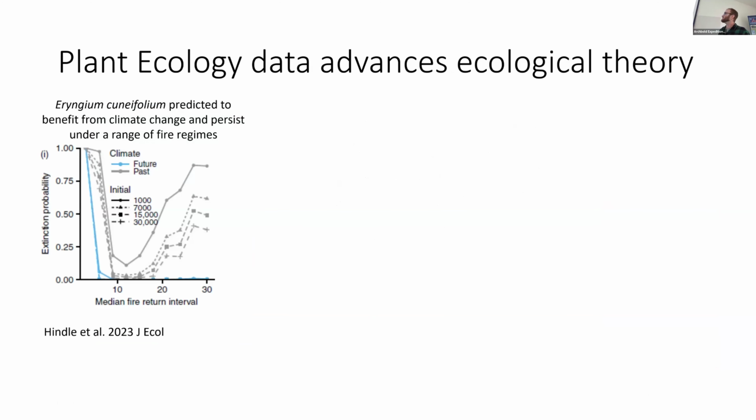So I want to mention a few other interesting studies that have come out this year, advancing ecological theory. This one by Hindle et al. used our Eryngium data set and had this very unique modeling approach to looking at climate drivers. And they found that Eryngium is actually one of the species that might benefit from climate change. It seems to be adapted to the future predictions of what climate is going to look like. And importantly, it might persist under a range of fire regimes. So it's not going to be quite as tied to the fire as it has traditionally been.